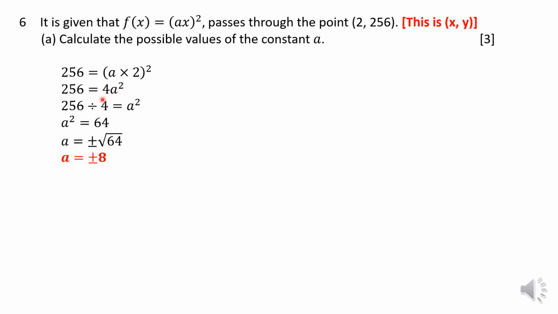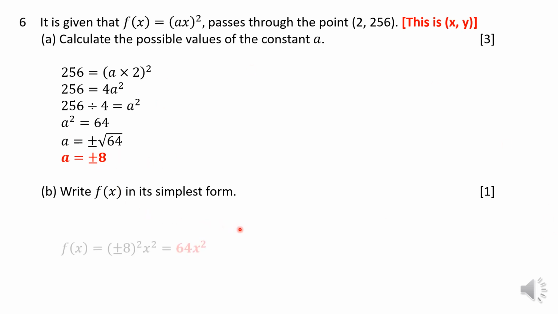Then it's easy for you to find the value of a. Divide throughout by 4, you get 64, and the square root of 64 gives 2 numbers. That means a can be 8 and negative 8 as well. Then they say write f of x in its simplest form for 1 mark. Now that you know what this value is, and this is what a lot of students didn't quite get, if you put any value of a there, whether positive 8 or minus 8, the moment you square it, it's always going to be positive. So f of x equals 64x squared is sufficient. That is what we are looking for.